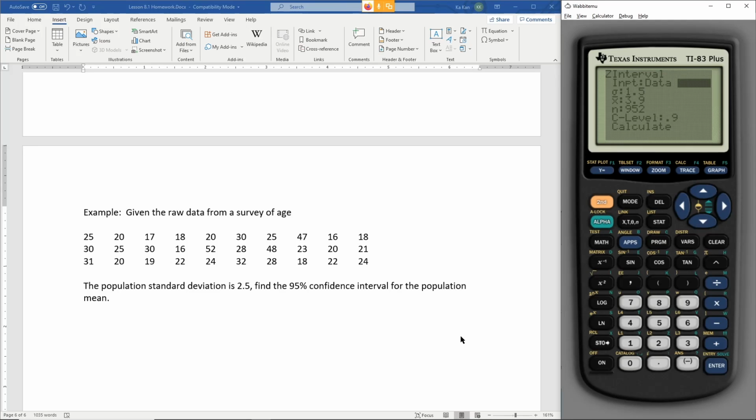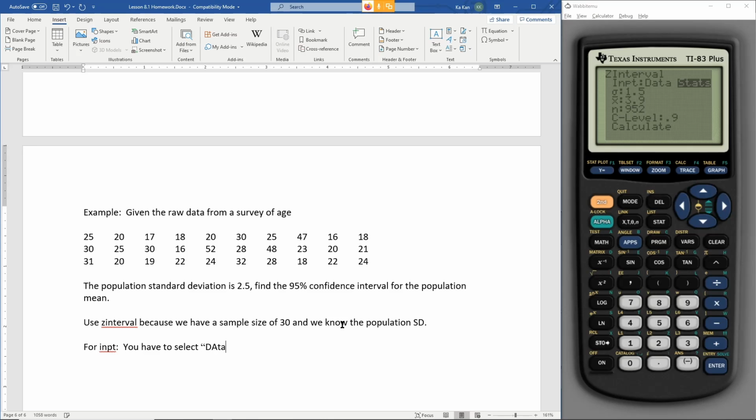Z. Now we're going to use Z interval. Use Z interval because we have a sample size of 30. We have 30 sample size, so that meets the criterion, and we know the population standard deviation. Okay, so the problem is this: for input, you have to select data, because I'm giving you raw data this time.